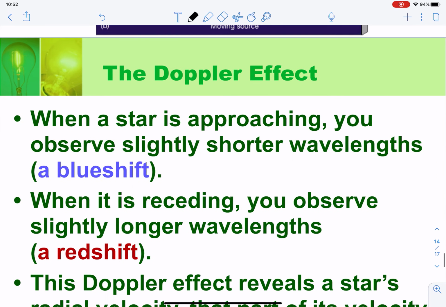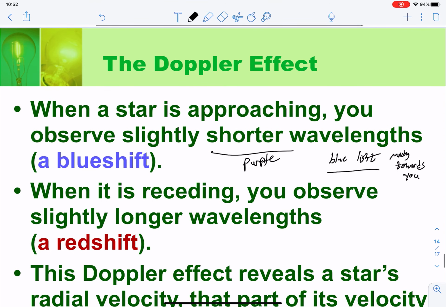And we've talked about this also with stars. So when a star is approaching, you observe slightly shorter wavelengths. Remember, we talked about the shortest wavelengths, it's like purple. And in this case, we would see a blue shift. So we see blue, basically stars are emitting blue light, and that's if they are moving towards you, in this case, Earth. When it is receding, you observe slightly longer wavelengths, a redshift.